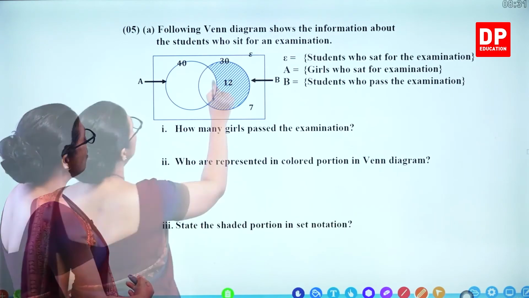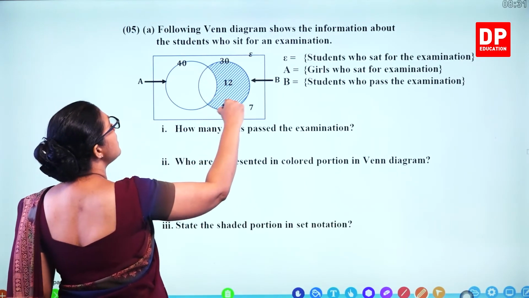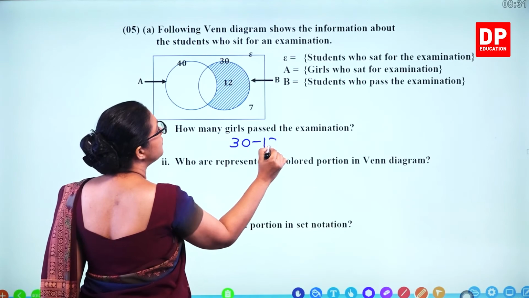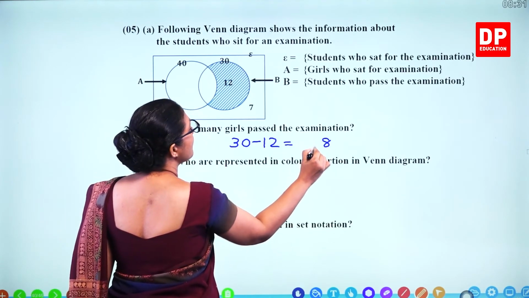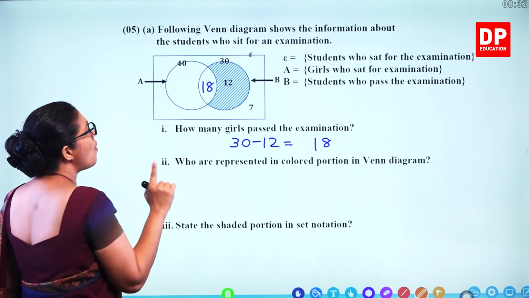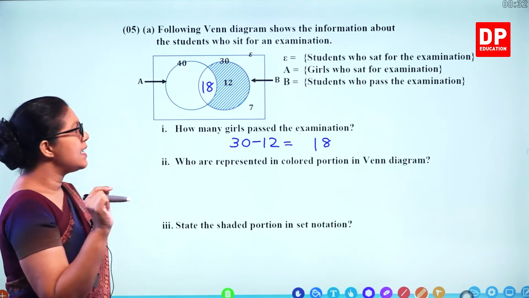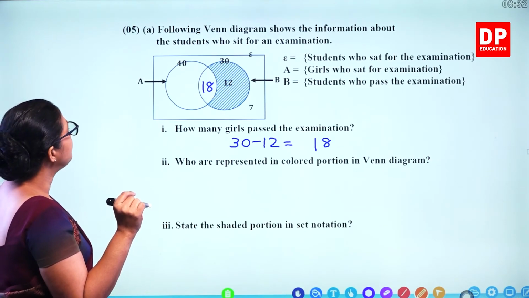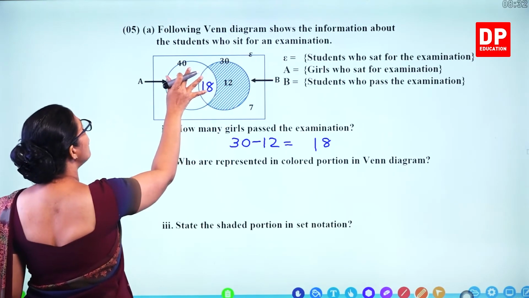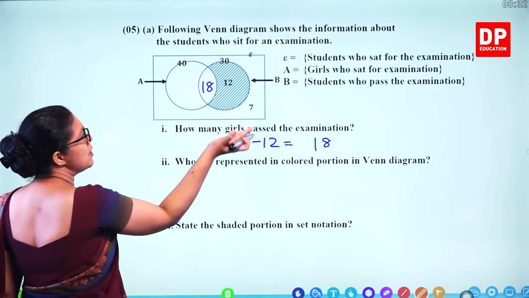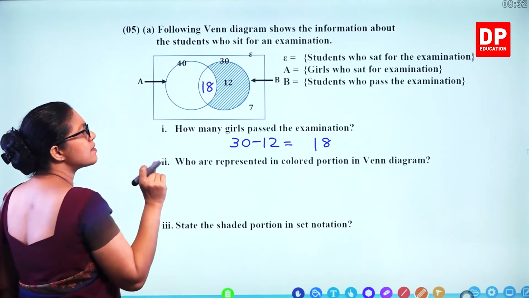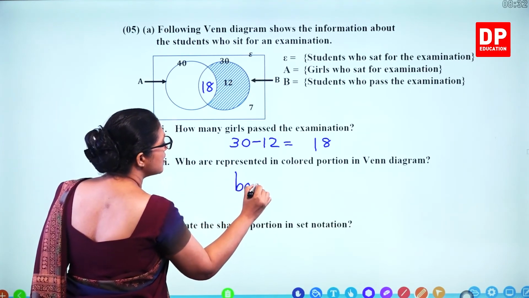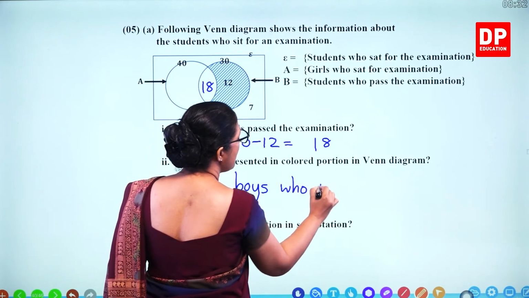So you have to know this value. So 30 is the full circle. This is 12. So what is this value? 30 minus 12, 18. So how many girls passed the examination? 18 girls, who are represented in colored portion in Venn diagrams. So shaded part, so not girls. Outside A means not girls, that means boys. Inside the B, the students who passed the examination. So that means boys who passed the examination.